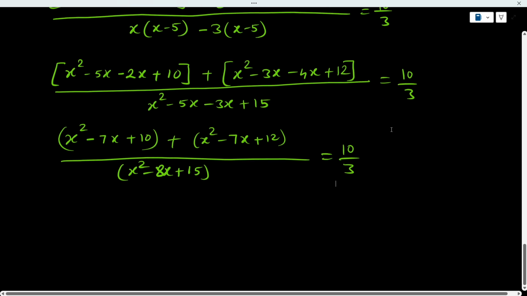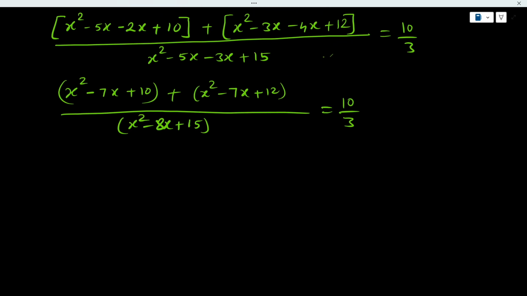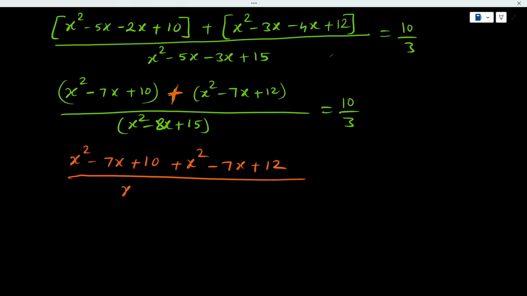Now because there is a plus sign in the middle here, if there is a minus sign, the sign of the second bracket will change, but because there is a plus sign here, I can just open the bracket without changing the sign of any term from the second bracket, right? And the denominator is as it is, x square minus 8x plus 15, which is equal to 10/3.